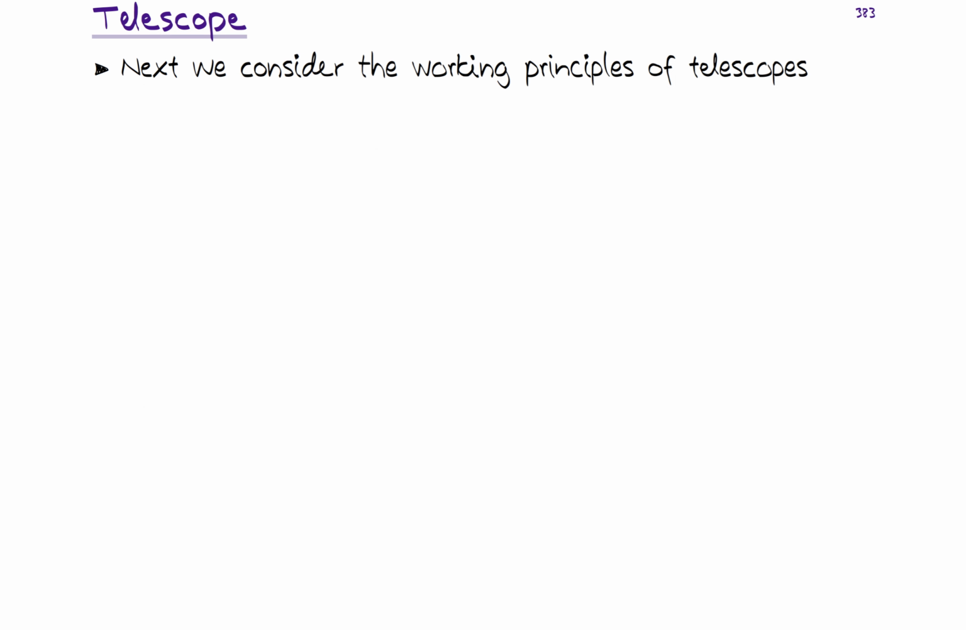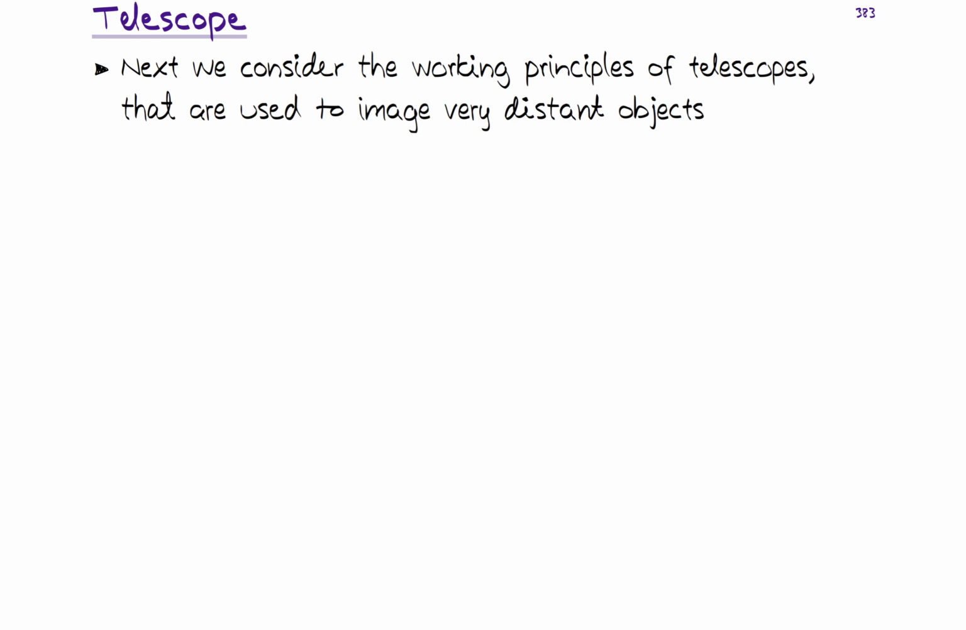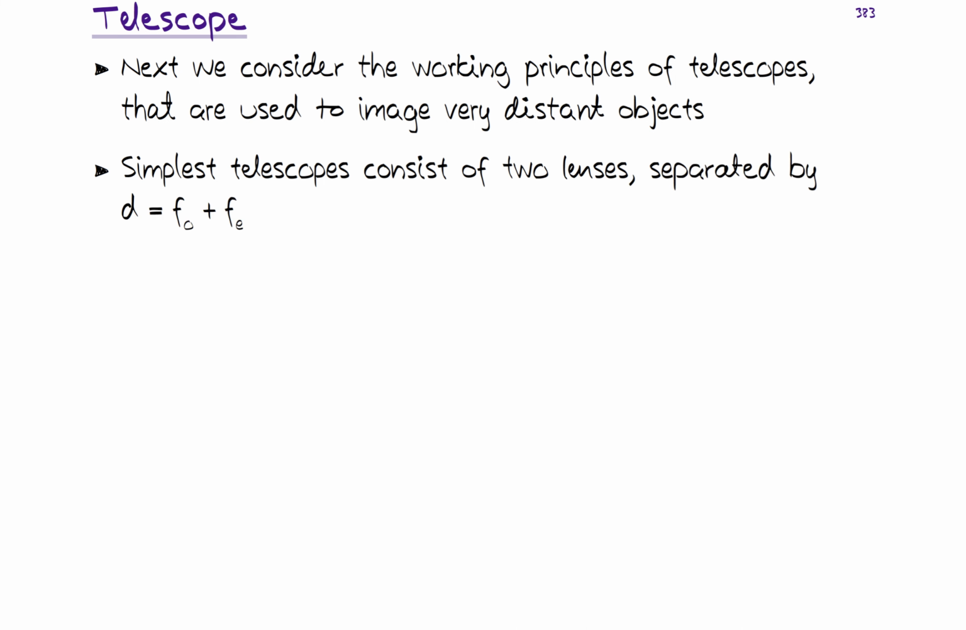So when we're looking at telescopes, of course, they are used to image very distant objects. That's the main function. And in all its simplicity, the easiest telescope configuration we can come up with consists of two lenses, separated by a distance d, which is equal to the sum of the focal lengths of these two lenses. So I have a first lens, let's denote that as the objective lens, and then I have a second lens known as the ocular or eyepiece, with the corresponding focal length Fe.